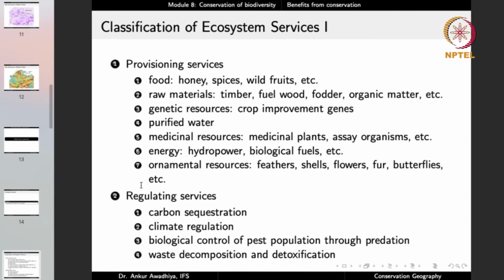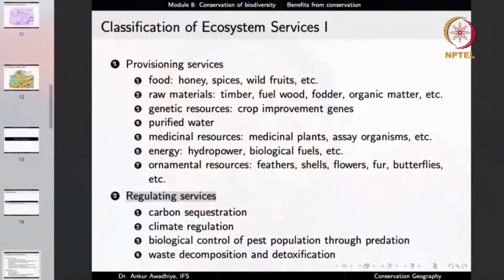At the same time, they also provide a large number of regulating services, which means that they regulate something. Now, ecosystems regulate things like the concentration of carbon dioxide in the atmosphere, because they perform carbon sequestration. And through carbon sequestration, they remove carbon dioxide from the atmosphere and add it in the form of biomass into their own bodies. In this way, they help reduce the impacts of global warming.